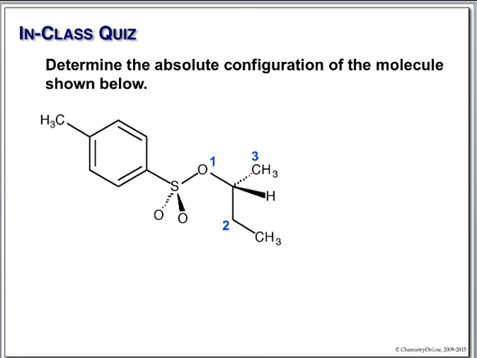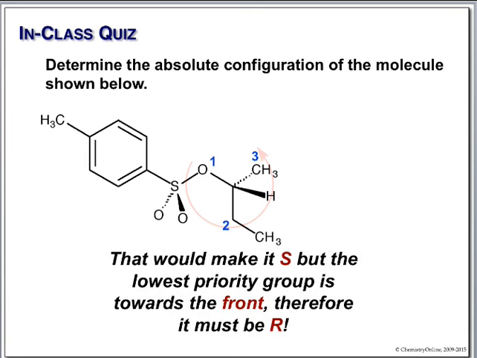So, if you want a shortcut, when we rotate this so the lowest priority group is back, this S would convert into an R. So bottom line, if you see a molecule and your lowest priority group is coming toward you, assign the configuration and write the opposite answer. That's all. Now, why does this work? Remember what I did when I exchanged any two groups? I got the opposite enantiomer, right? So here I'm just exchanging the hydrogen and the methyl. And we get from S to R. Now, if that confuses you, ignore everything I said. But if you can look at it and say, oh yeah, I'll just do this and write the other answer, then that's good.